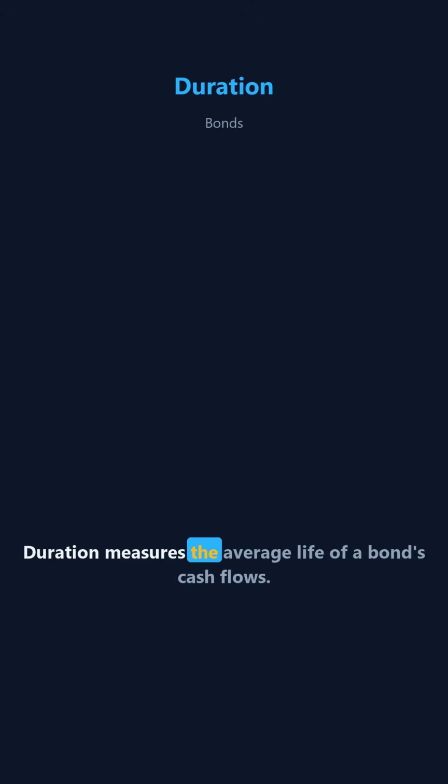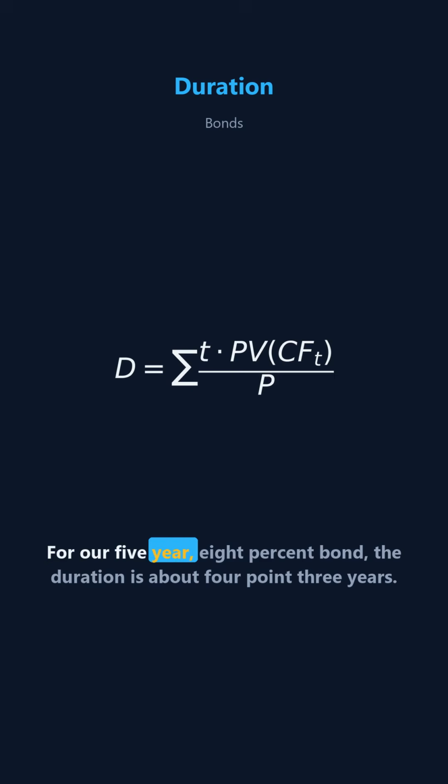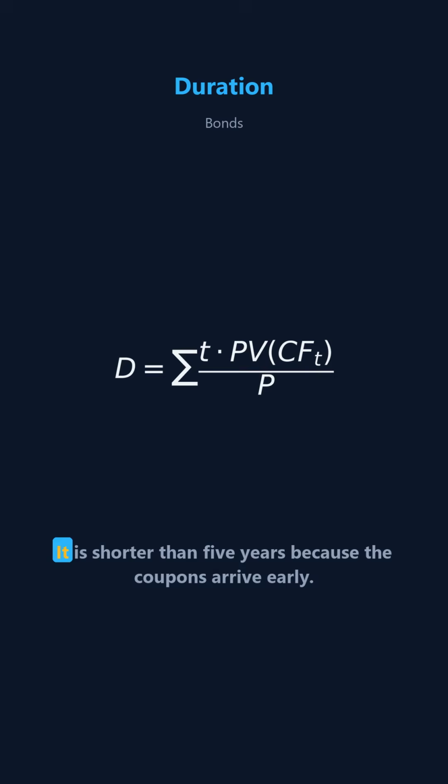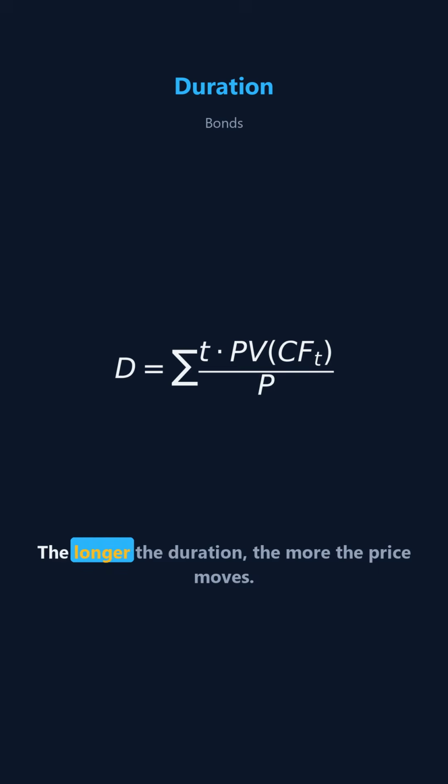Duration measures the average life of a bond's cash flows. It weights each payment date by its present value. For our 5-year 8% bond, the duration is about 4.3 years. It is shorter than 5 years because the coupons arrive early. Duration is also the key to a bond's interest rate risk. The longer the duration, the more the price moves.